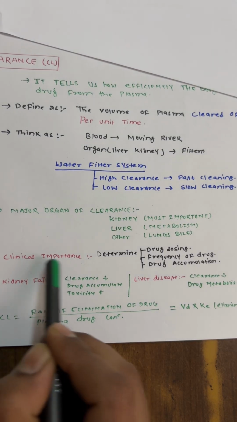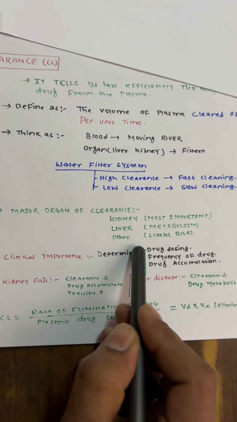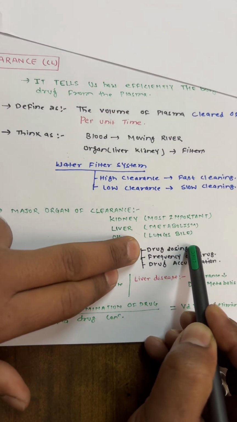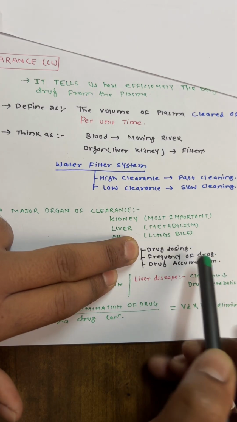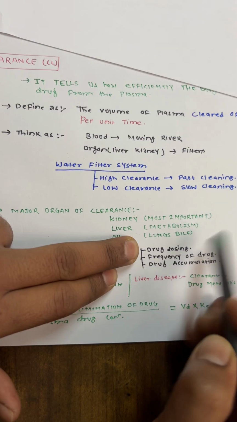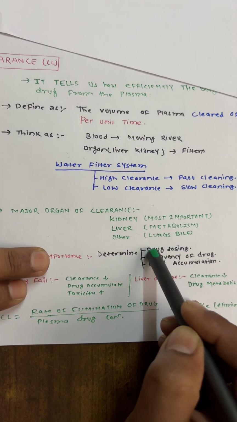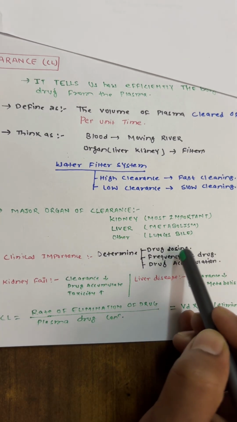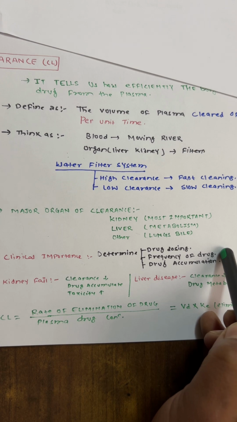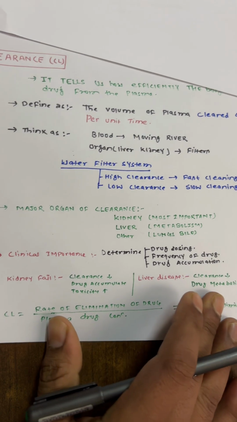Now let's talk about the clinical importance of clearance, and why we are focusing on it. The rate of clearance helps us in dosing the drug, how much drug we need to give. Suppose a drug is very toxic and its clearance rate is also slow, then if you give a high dose, it will produce more toxicity. That's why clearance helps us in dosing the drug, and in deciding how frequently we can give it, the frequency of the drug and the rate of drug accumulation in the body.